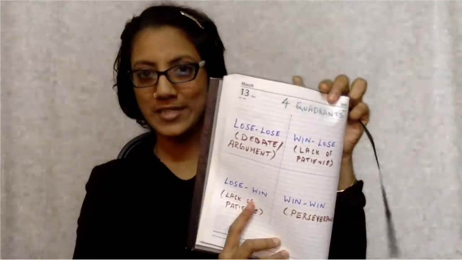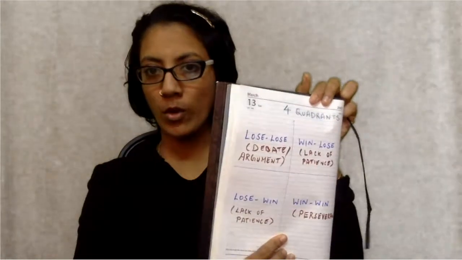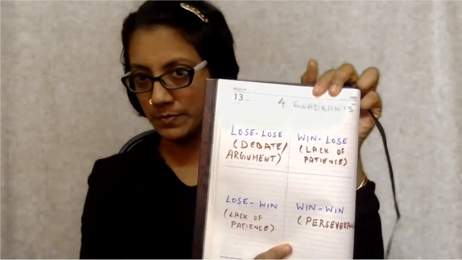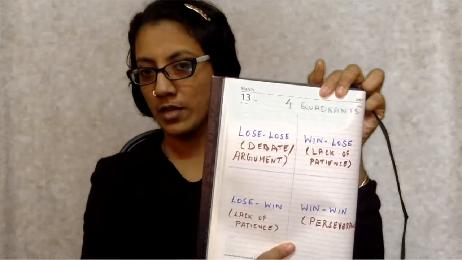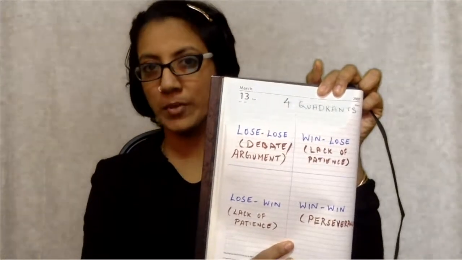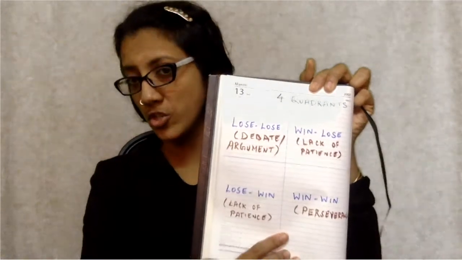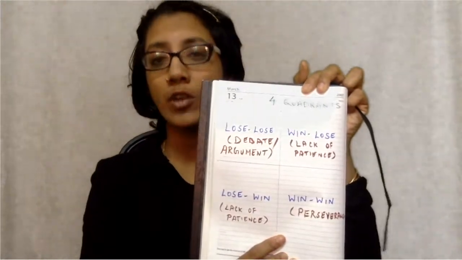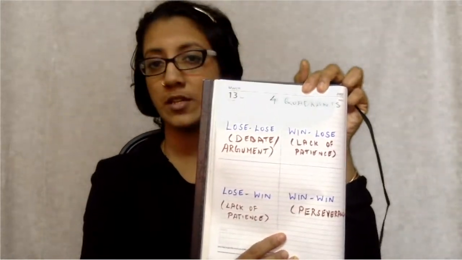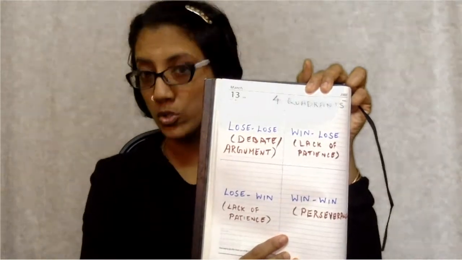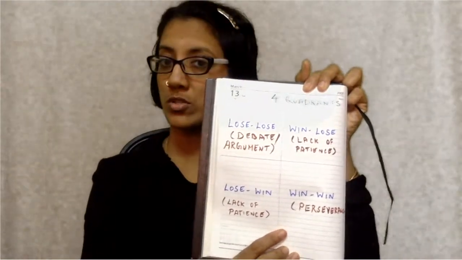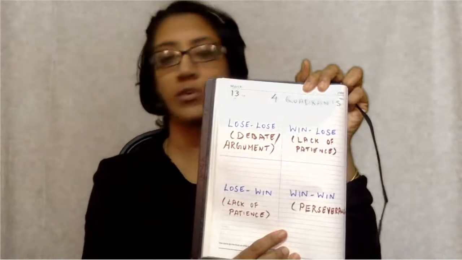I have a table for you. So this is the table. As you can see, there are 4 quadrants once you have a conversation with a person. Once you have the conversation and try to resolve the conflict, you fall into one of these 4 quadrants. The first quadrant is lose-lose, the second is win-lose, the third is lose-win, and the fourth is win-win.